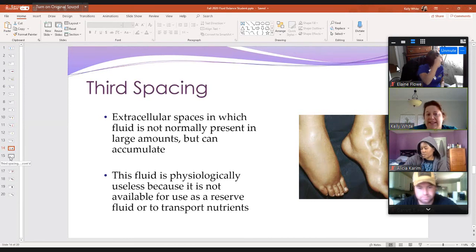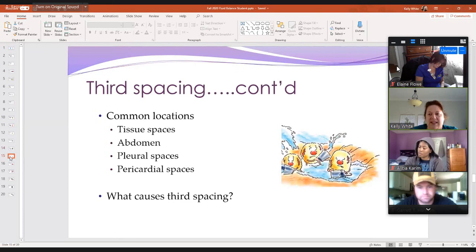And Lasix typically does not help this. Usually you have to give these people with third spacing albumin to help shift that fluid back in the right place. But that's not on the test.